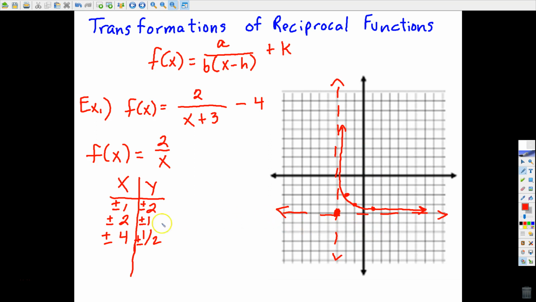So that's one branch, and then I do the same thing for the negatives. Again, this is your new origin where those two lines cross. Don't plot from here. You're going to plot from here, and we'll do negative 1, negative 2, negative 2, negative 1, negative 4, negative a half, and we have the other branch. And there's the graph.